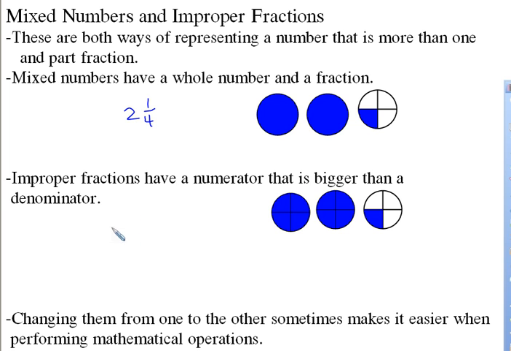Now an improper fraction, the mixed number has a whole number portion and then a fraction portion. An improper fraction has a numerator, so the top number, that is bigger than the denominator. So here I have 1, 2, 3, 4, 5, 6, 7, 8, 9 fourths. And changing them from one to the other sometimes makes it easier when performing certain mathematical operations like division with fractions and multiplication with fractions.